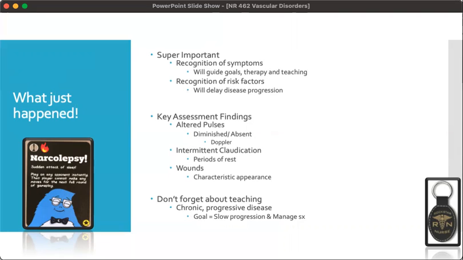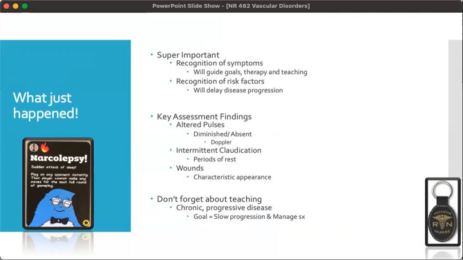Key assessment findings. So we talked about those altered pulses, which can be diminished or absent. And we may need some of our specialty equipment in order to accurately assess their distal pulses. So those Doppler machines might be essential for patients with severe peripheral artery disease.